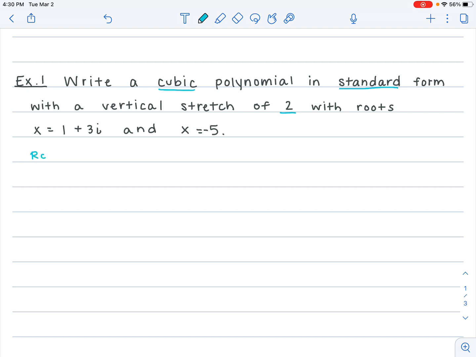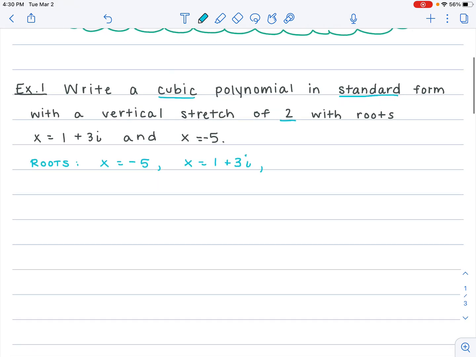And they give us 2 of the roots. So I'm going to list out all of the roots. So the first root is x equals negative 5 there. Then we have x equals 1 plus 3i. And using that complex conjugate theorem, I know that x equals 1 minus 3i is also a solution. So when I check this, I've got 1, 2, 3. So I've got my 3 solutions for my cubic polynomial. So we're good to go. All right, and again, we assumed this due to the theorem we stated beforehand.